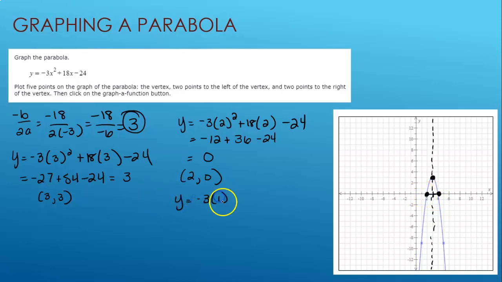So this is negative 3 times 1 squared plus 18 times 1 minus 24. That becomes negative 3 because 1 squared is 1 and 1 times negative 3 is negative 3. 18 times 1 is 18, and we bring down the minus 24. So this becomes negative 3 plus 18 minus 24, which gives me negative 9. So when I substitute in 1, I get negative 9. So that's the point 1 comma negative 9. If I use the fact that this is 2 spaces from the axis of symmetry on the left, there should be another point 2 spaces from the axis of symmetry on the right. And there it is. And then you would graph that and fill in your curve.